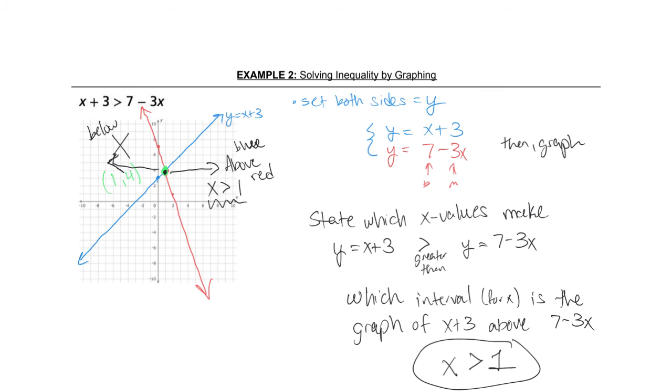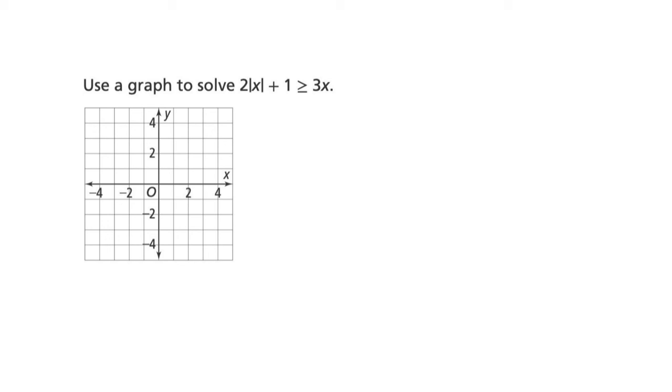Okay, so I'm going to do one more example. This last example, same thing as usual: y equals 2 times the absolute value of x plus 1, and then y equals 3x. The easiest one to graph is obviously y equals 3x. I'll make this one red. It has a y-intercept of 0 and a slope of 3. So there we go.